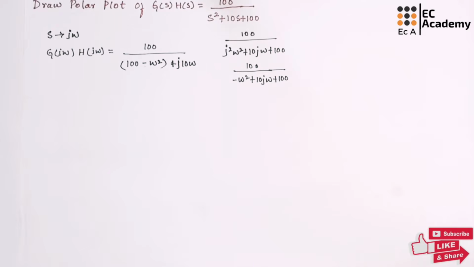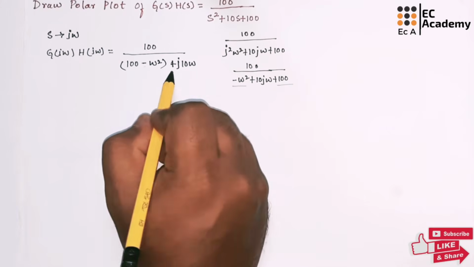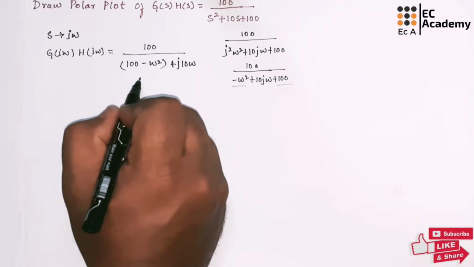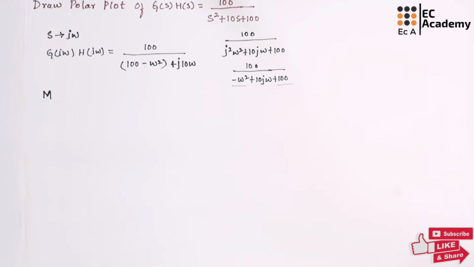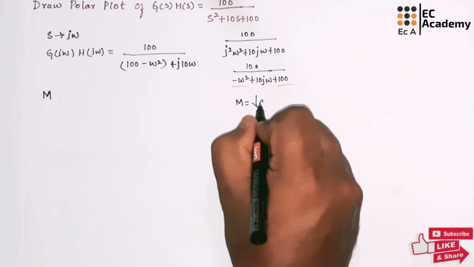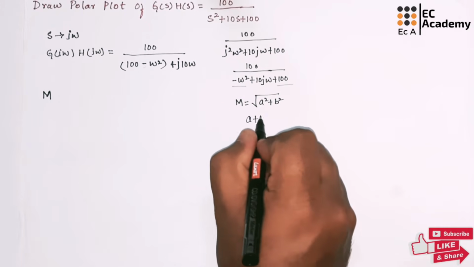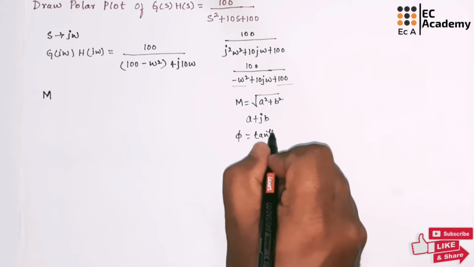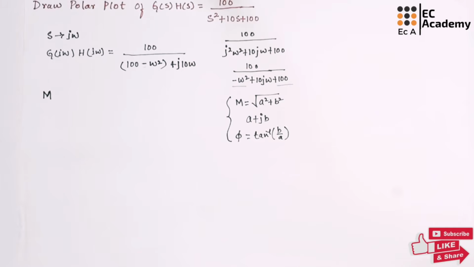So we can group the real terms in the denominator. So we have written 100 minus omega square plus j10 omega, which is the imaginary term. So we have got this expression. Now to find the magnitude, we know we can find magnitude as square root of a square plus b square if the expression is in the form a plus jb, and we can find the phase as tan inverse of b by a. So let us use these two formulas and find the magnitude and phase expressions.